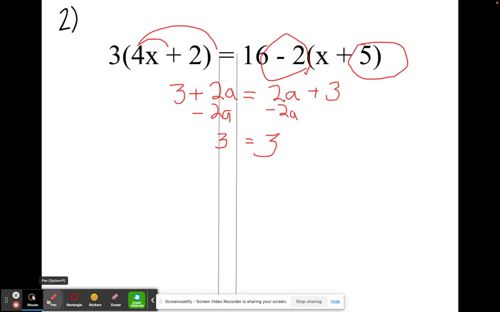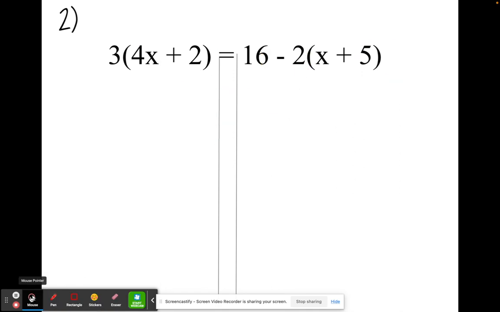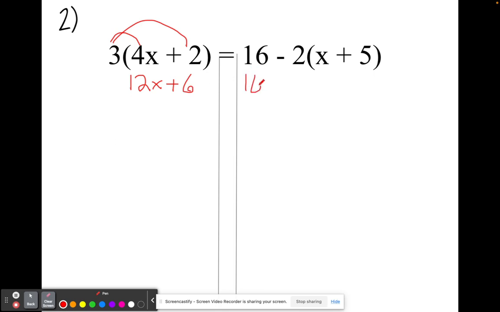Let's try my next example. I didn't clear my screen. I'm terrible at that. Let's try the next one. 3 times 4x, 3 times 2. 12x plus 6 equals 16. I have to distribute again. Negative 2 times x is negative 2x. Negative 2 times 5 is negative 10.